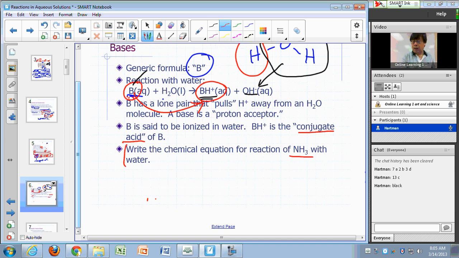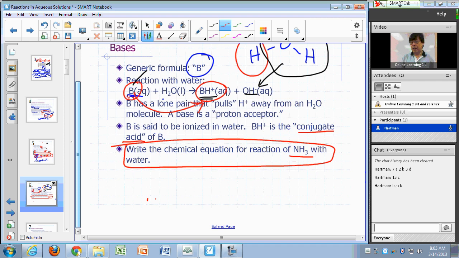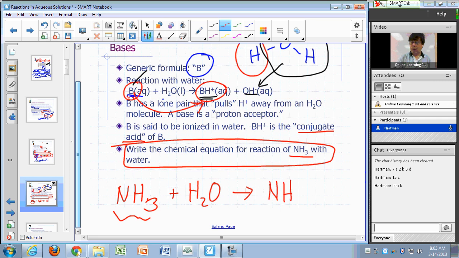Here's a question. What would be the chemical equation for the reaction of NH3 with water? Well, NH3, like I said, is a base. So if you write NH3 and react that with water, if NH3 is a base, then it pulls a proton away from water. So what happens when you add an H plus to NH3? You have one extra proton, so that's now going to be NH4 with a positive charge. So that's ammonium ion.